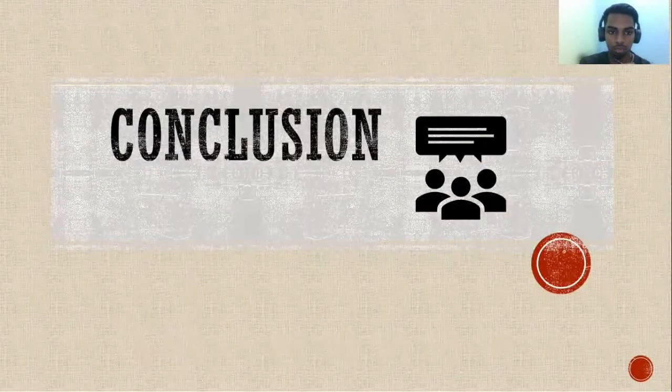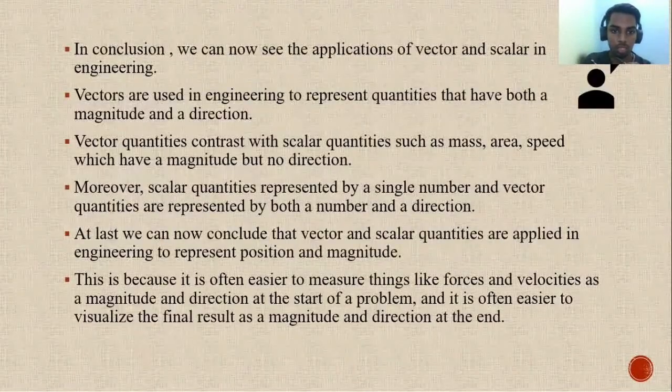In conclusion, we can now see the applications of vector and scalar in engineering. Vectors are used in engineering to represent quantities that have both a magnitude and a direction. Vector quantities contrast with scalar quantities such as mass, area, and speed, which have a magnitude but no direction.